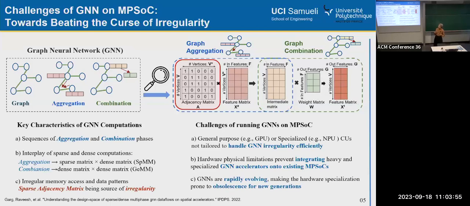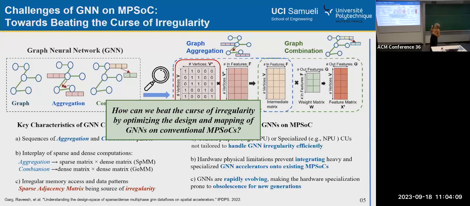Second, the hardware physical limitations prevent integrating new, heavy, and highly specialized graph accelerators onto existing NP-SoCs. And third, the field of GNNs is rapidly evolving, making it really hard to maintain the flexibility of the hardware accelerators to new GNN generations. So now we have another question: how can we beat the curse of irregularity by optimizing the design and the mappings of GNNs on existing NP-SoCs?